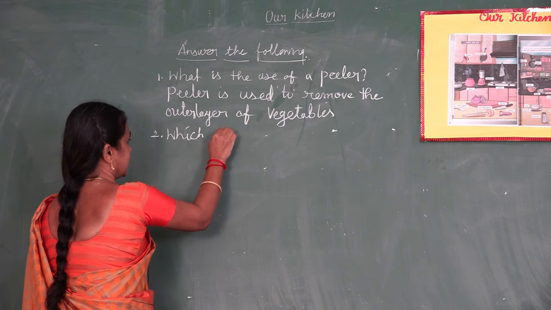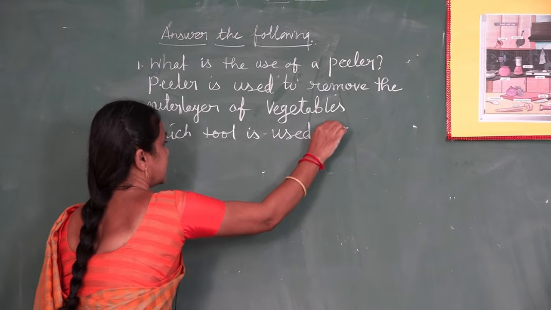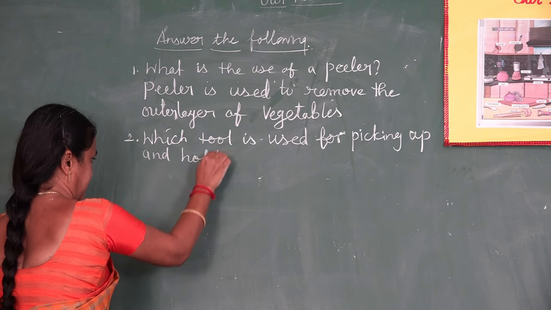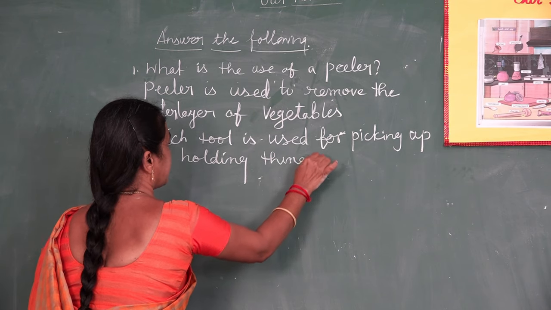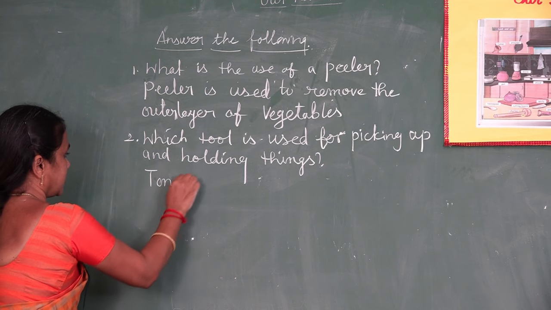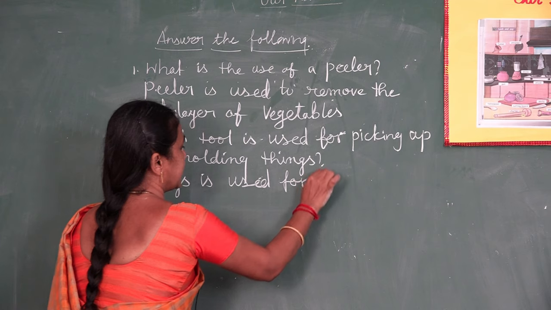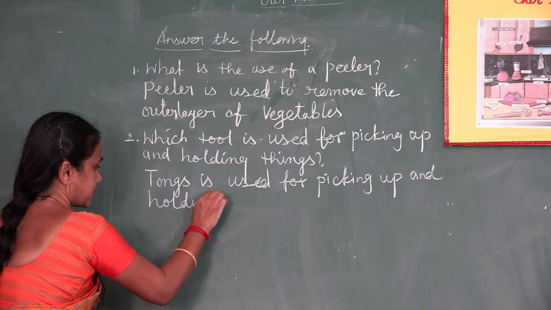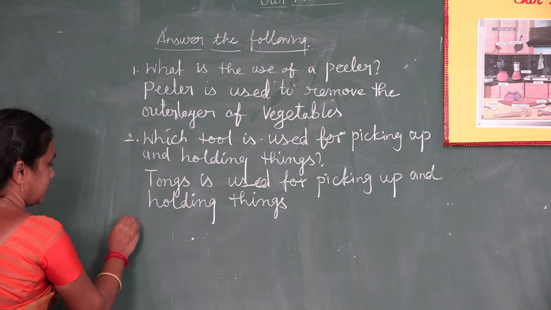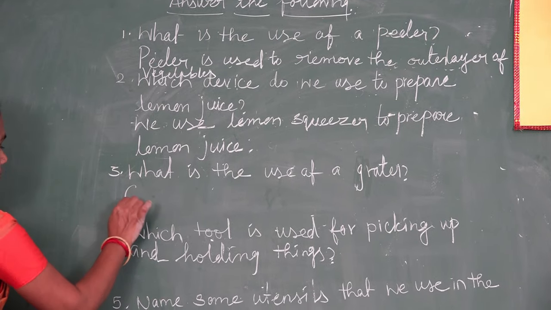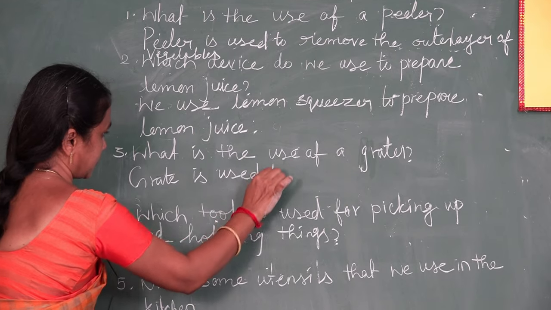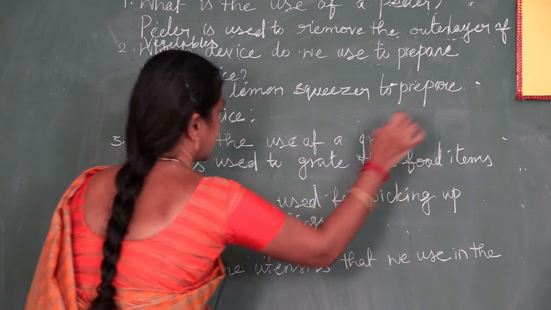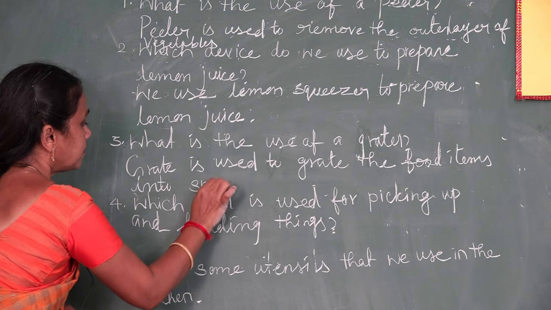Which tool is used for picking up and holding things? Tongs is used for picking up and holding things. What is the use of a grater? Grater is used to grate the food items into small pieces.